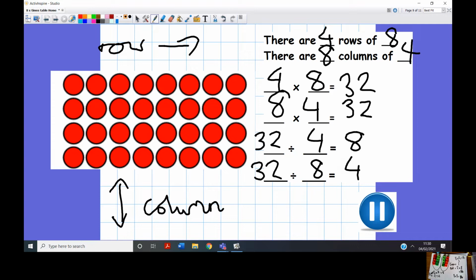So if I had 32 cookies and I shared them between 4 children, each child would get 8 cookies. If I had 32 children and I had 8 cookies, they would get 4 cookies each. Fractions and divisions and multiplication lend very well to food. Right, let's apply what we've learned today and put it into a word problem.